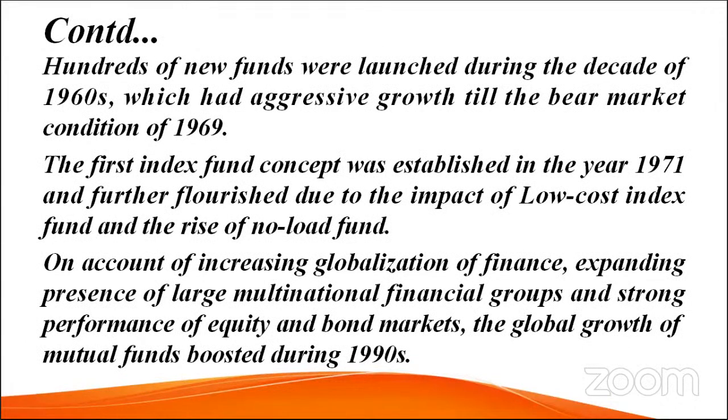Then 100 new funds were launched during the decade of the 1960s, which had aggressive growth till the bear market condition of 1969. So here one question is, what is a bear market? There are two types of market condition. One is bear and another is bull. So bull means the market is increasing. That means the market is going up. That is a bullish market, or bullishness.